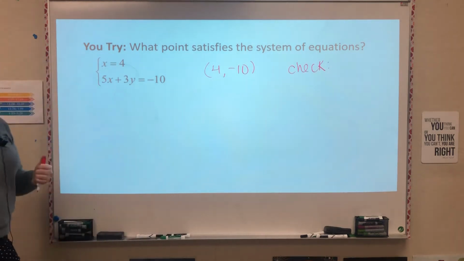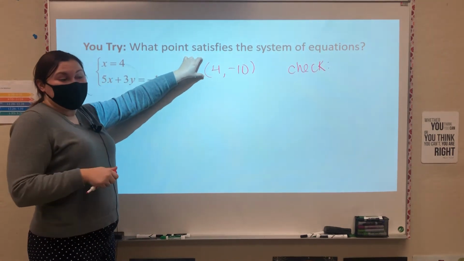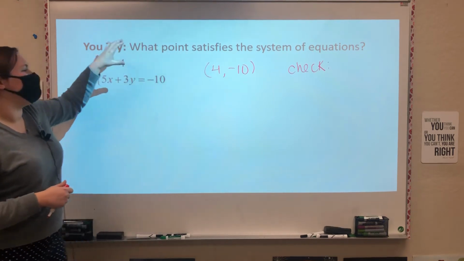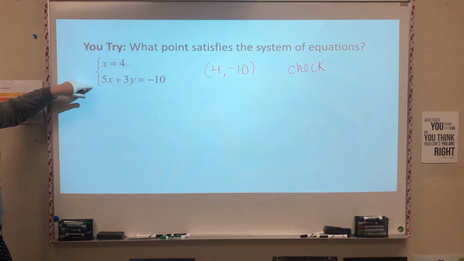This also goes back to something we learned last week. If we've got a solution point and we want to check to make sure that this is the solution for the system, what could I do? You could put the x and y for 4, -10 into the x and y in the equation. And which equation? The second one, or the 5x plus 3y equals -10.